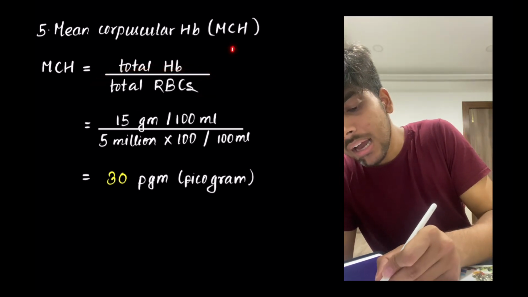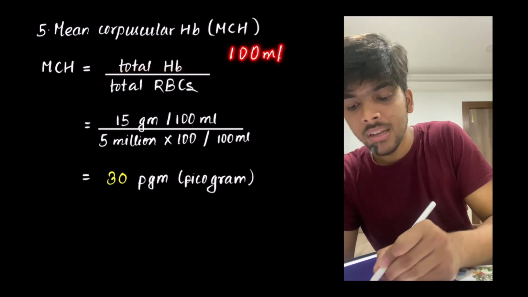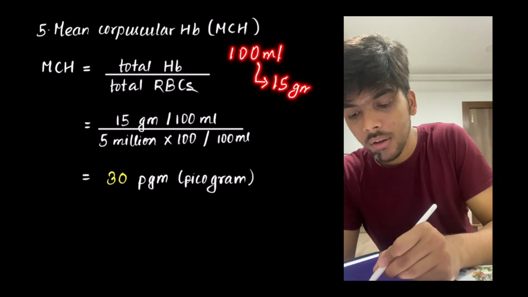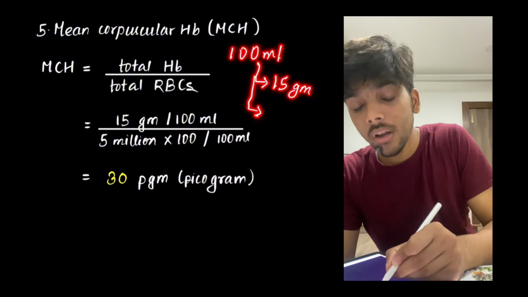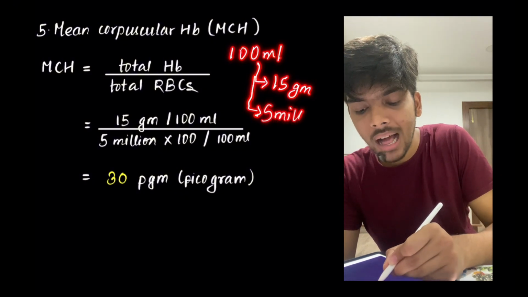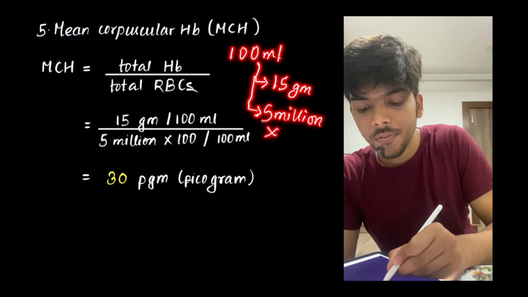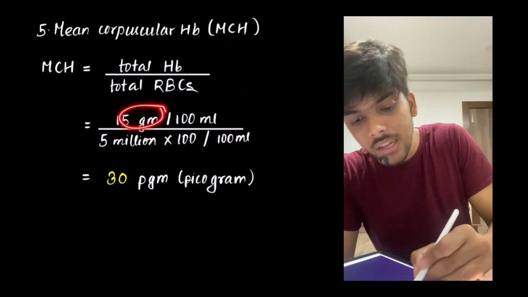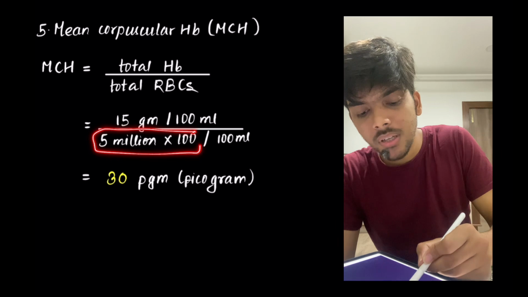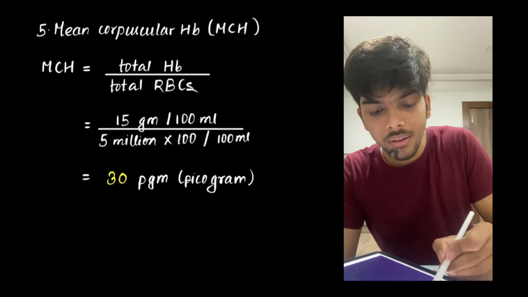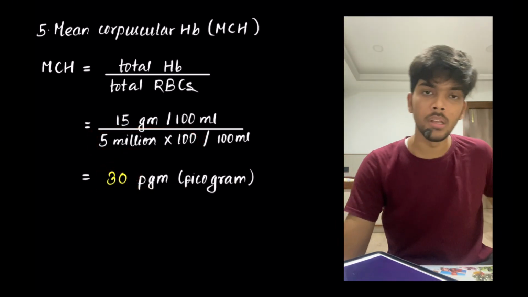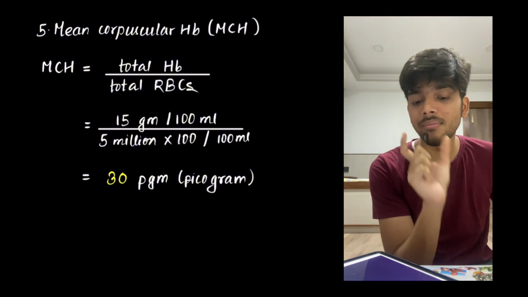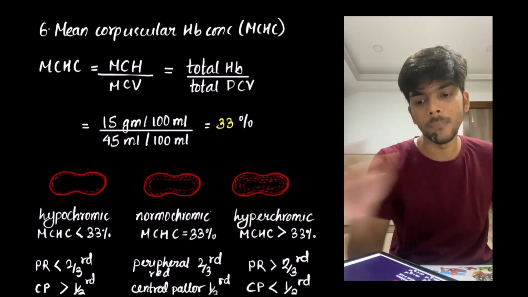So let's say I draw 100 ml of blood. This 100 ml of blood contains 15 gram of hemoglobin and 1 ml of blood contains 5 million RBCs. 100 ml contains 5 million times 100 RBCs. So you divide 15 gram by 5 million times 100 RBCs. You are going to get 30 picogram. So the average amount of hemoglobin contained in a single RBC is 30 picogram.